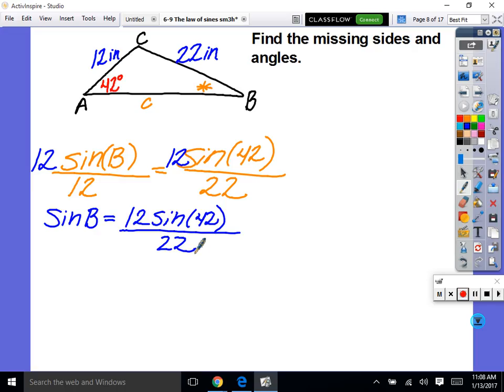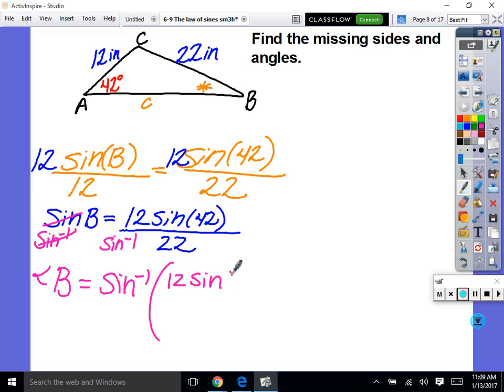Now this is an angle trapped inside a sine. What do we have to do to undo sine? Good. We take the sine inverse of both sides of the equation. So angle B is equal to the sine inverse of all that stuff. See if you can type it in correctly. You got what? 21.4. Good. Angle B is 21.4 degrees.